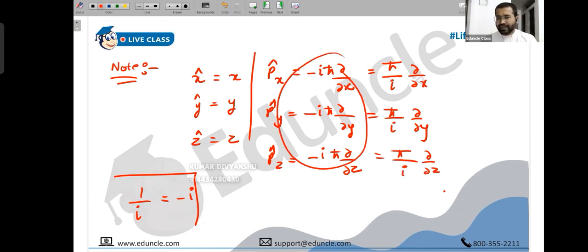But my favorite is this. I go with this. I'm more comfortable writing i in the numerator. Okay. So remember these two operators as of now.